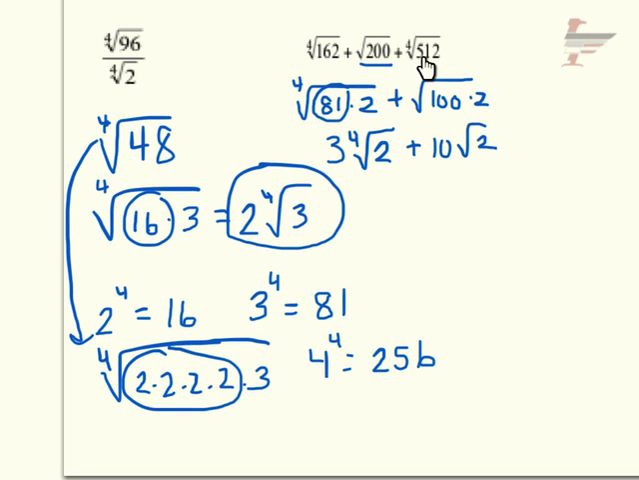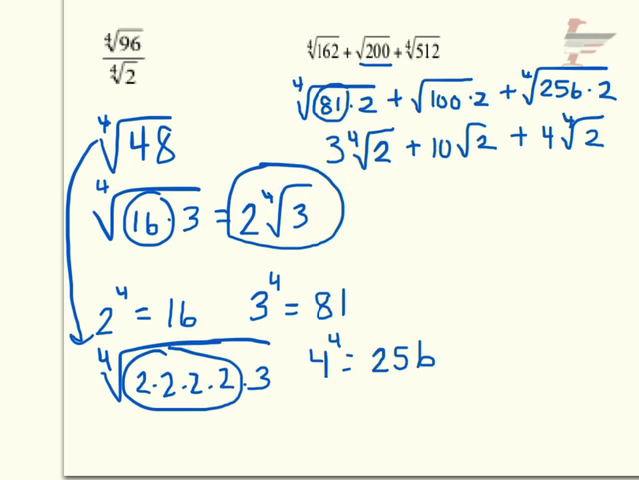And lastly, 512, let's see, 16 goes in there, 81 does not, but 256 is even better because 256 times 2 is 512. So let me start over here. I'm going to rewrite that as 256 times 2. And the fourth root of 256 is 4. So I have 4 fourth roots of 2.